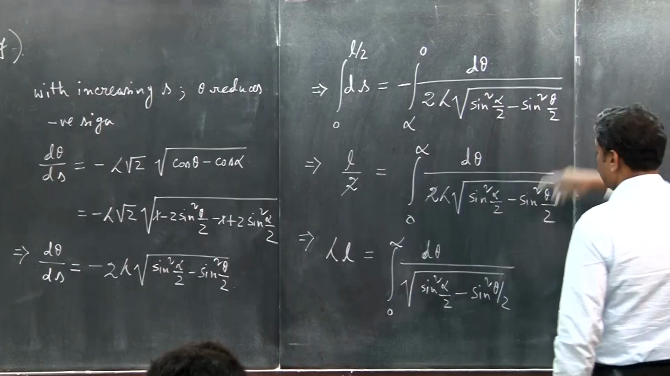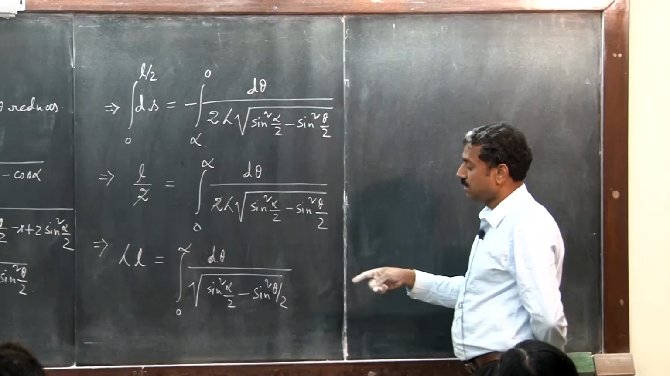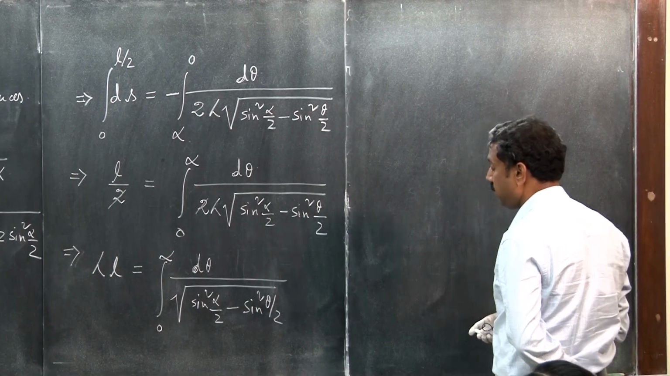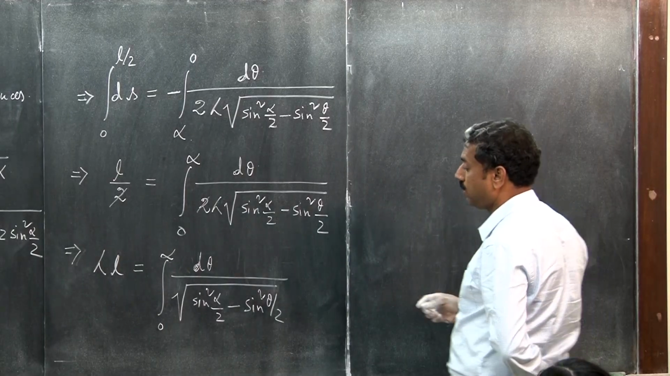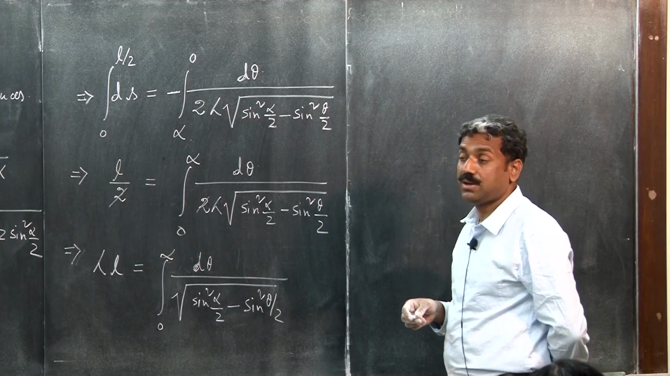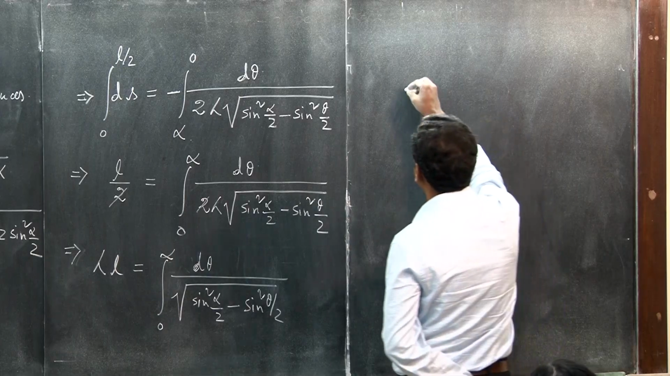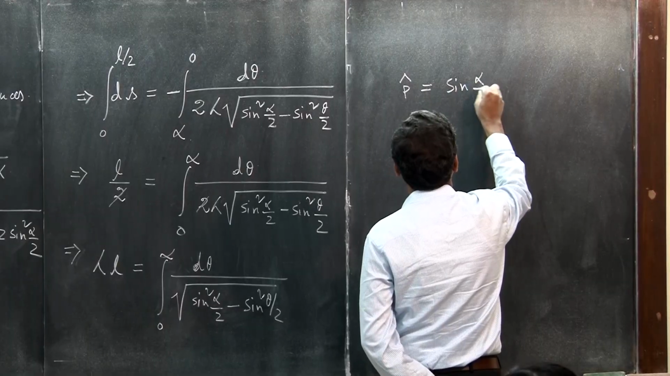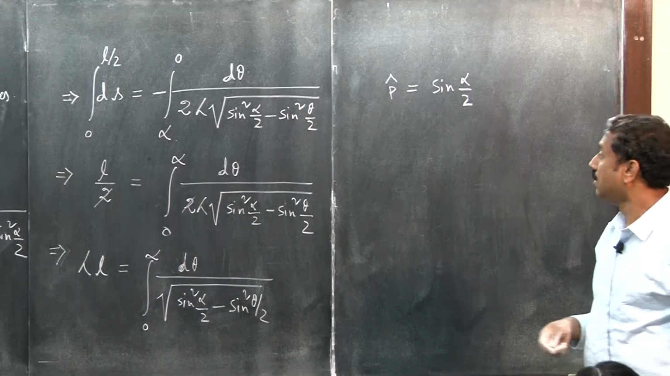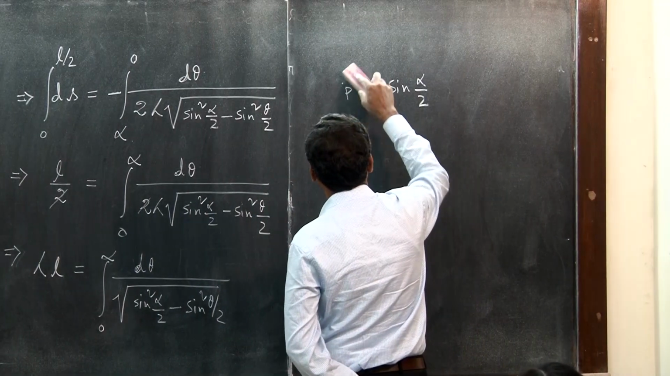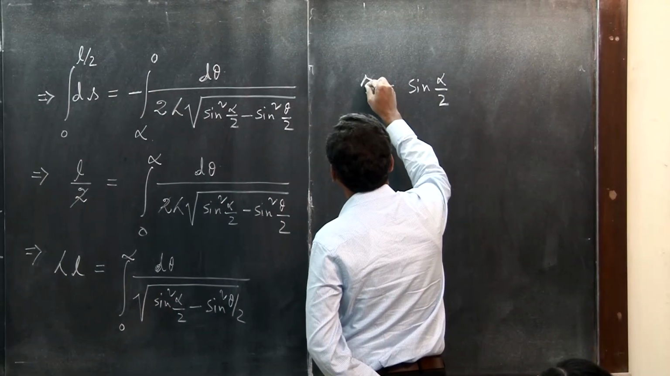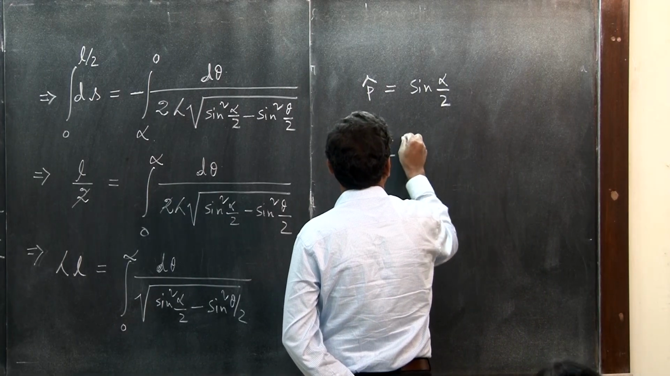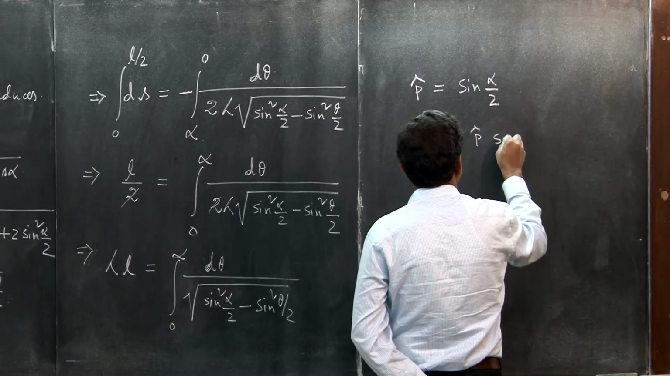So I will now change this integral. You see that this integral will be simplified. So how can we simplify this integral? This integral will lead to an elliptic integral. So we will assume that sin alpha by 2 we will put as p. P is a parameter, and sin theta by 2 we will write as p sin phi.